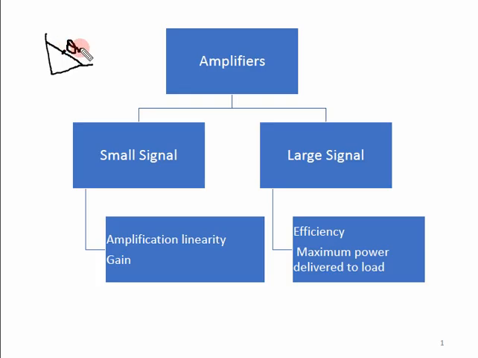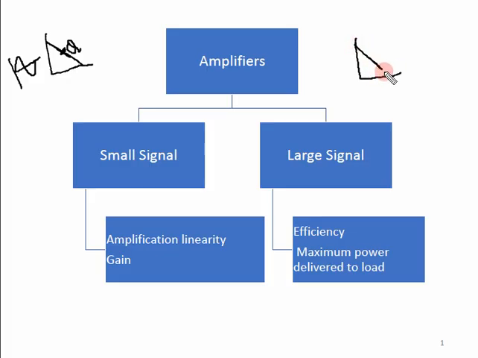So what would happen is that the signal varies around this Q point, and the variation is very small. So if the variation of the signal around this Q point is small, we call this a small signal. And this is only possible if the input signal has a smaller amplitude, like over here.